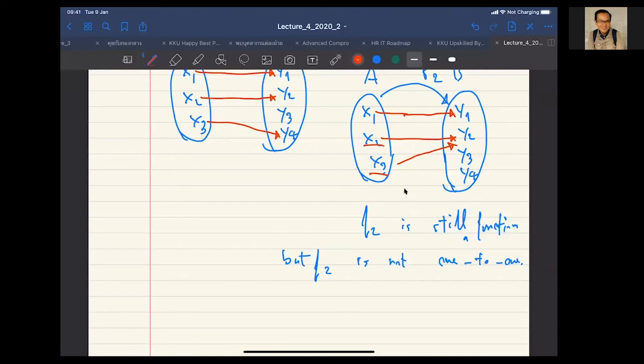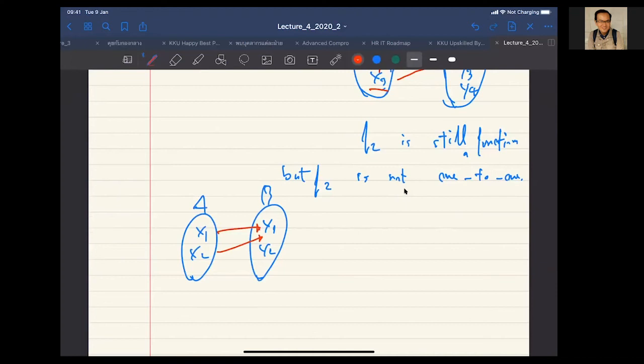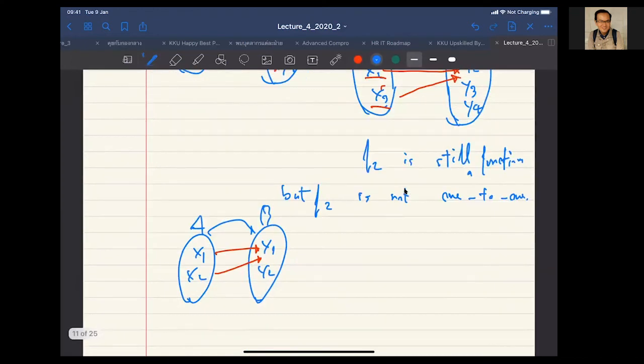So in definition, let's say that you have A and B, you have X1 and X2, you have Y1 and Y2, and X is connected to Y1, similar to Y2. It's just saying that if F3 is a function, then X1 and X2 need to be... Actually, is a 1-to-1 function. Well, it's already a function.